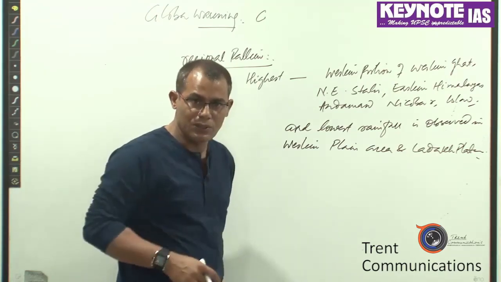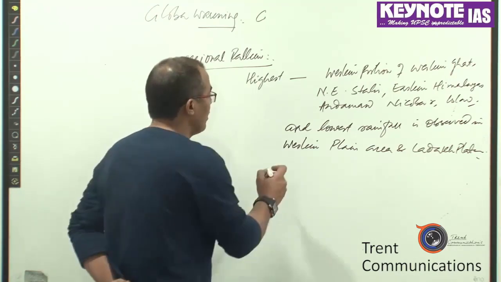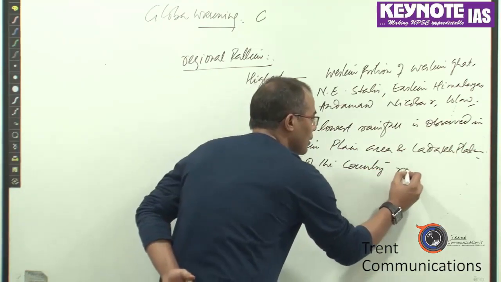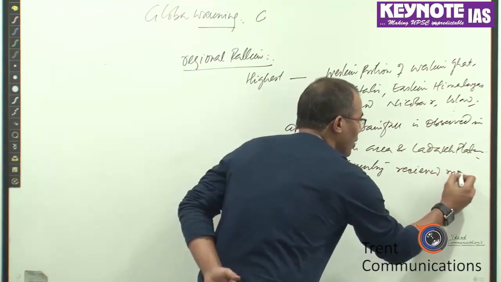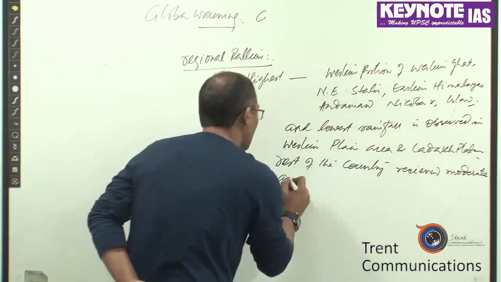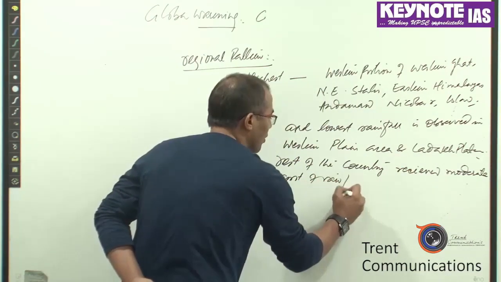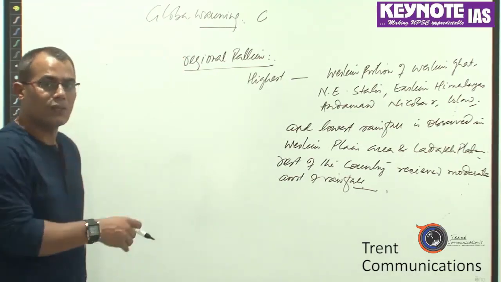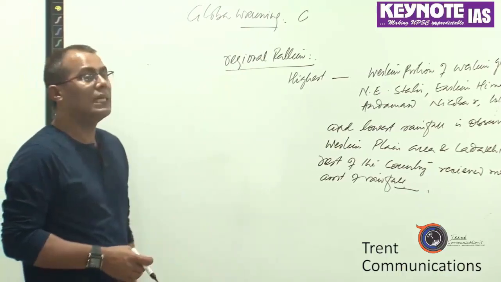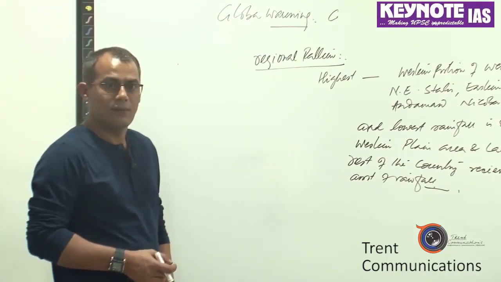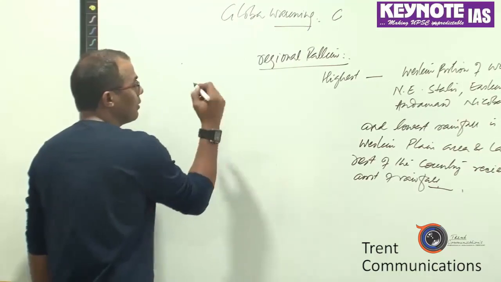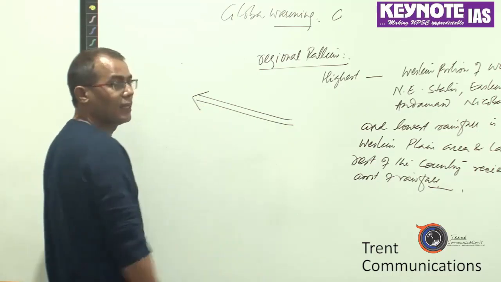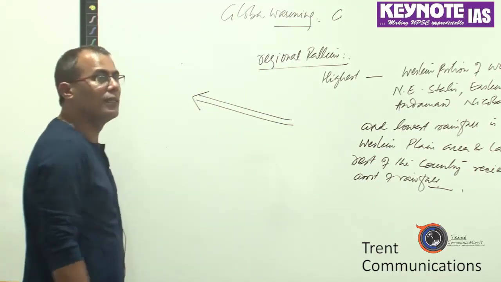Don't give too much emphasis on distribution here, right? The rest of the country receives moderate amount of rainfall. Right here talk about the intra-regional variation. All of you know, in the northern plain, when we move from east to west, the rainfall decreases. This is one pattern.